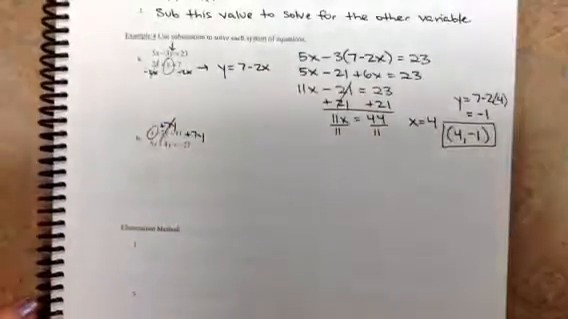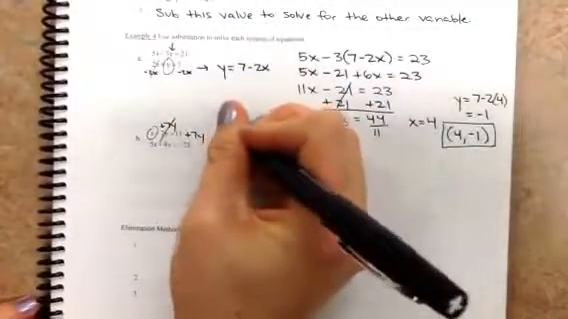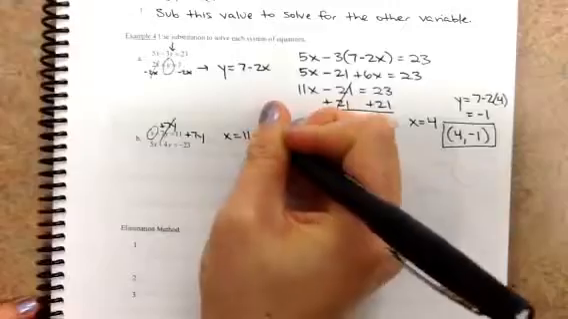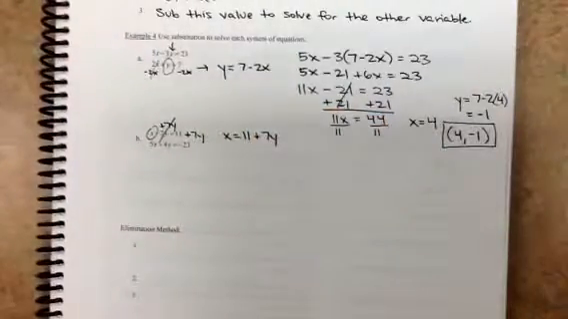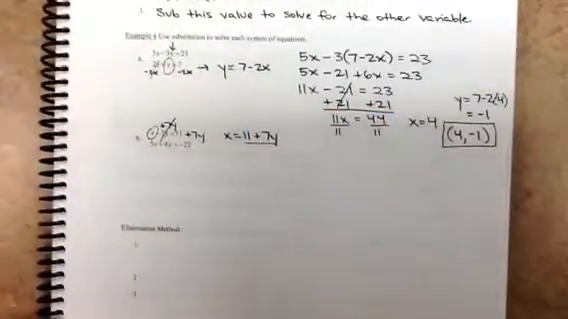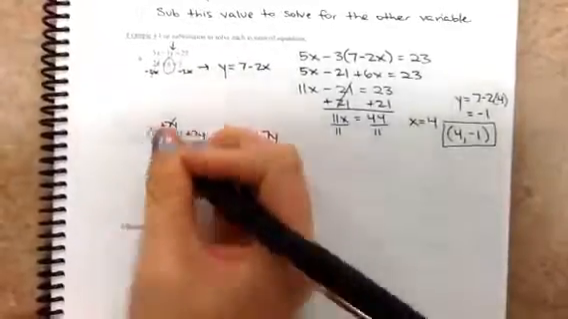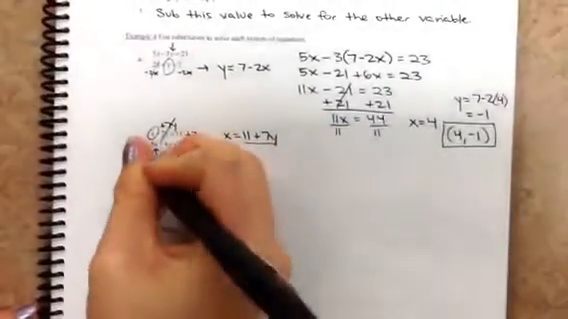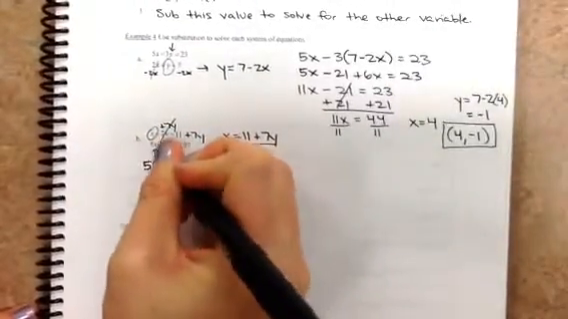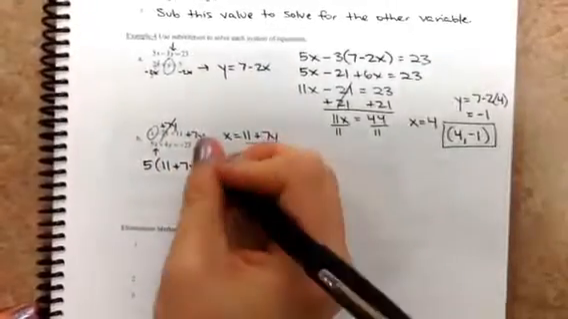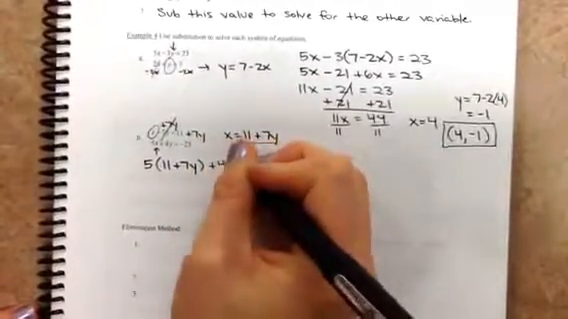So this cancels. So I can write this as x equals 11 plus 7y. Next step of the substitution process is to take this expression right here and sub it in for this x. So 5, instead of x, I write 11 plus 7y from my substitution, and then finish off the second equation.